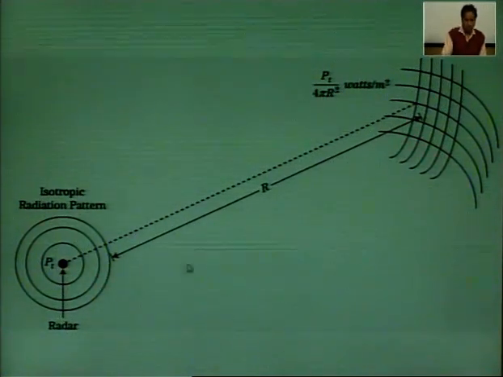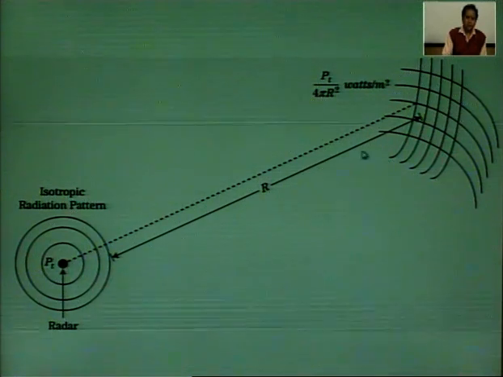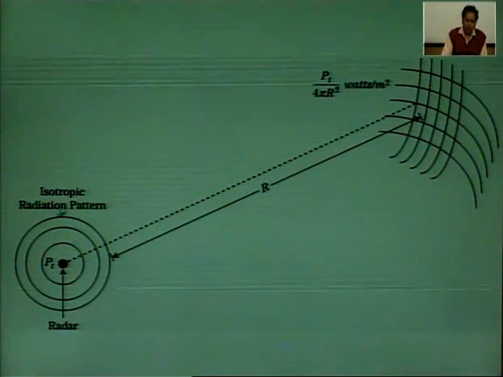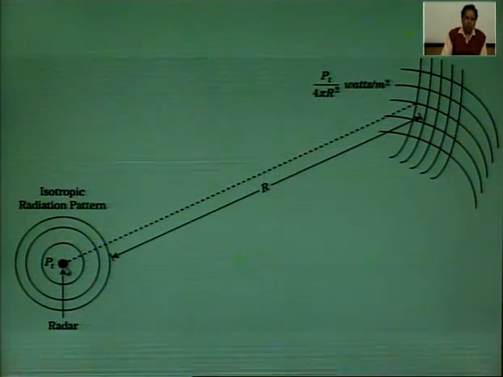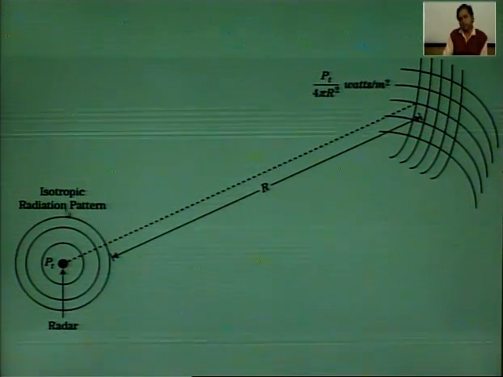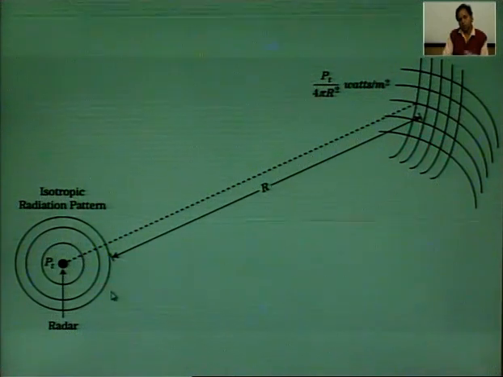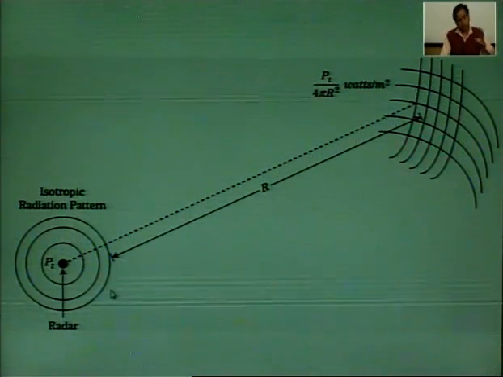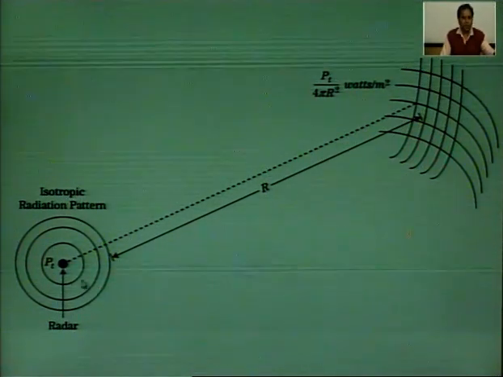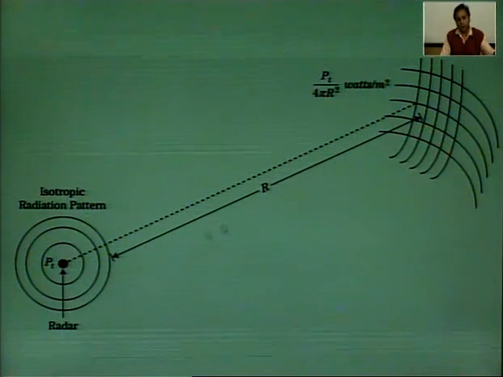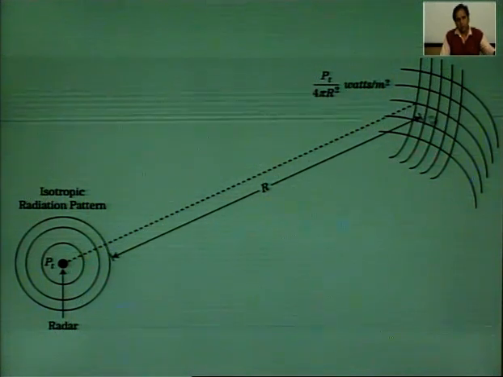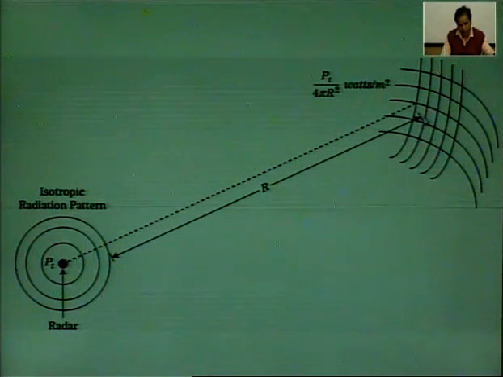Here we have a radar. Once the signal is transmitted, I show the isotropic radiation pattern. It will be transmitted in all directions, and we assume an isotropic antenna for the derivation of the radar range equation. Assume that at a particular distance r we have the object. What will be the intensity of the signal reaching this location?